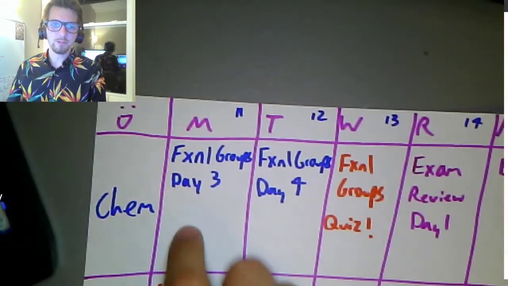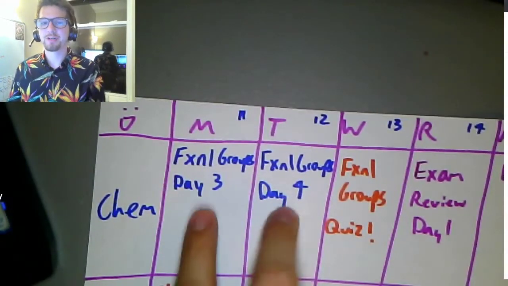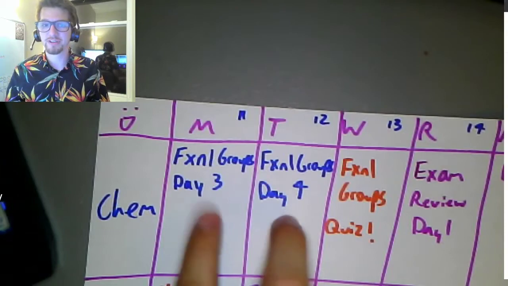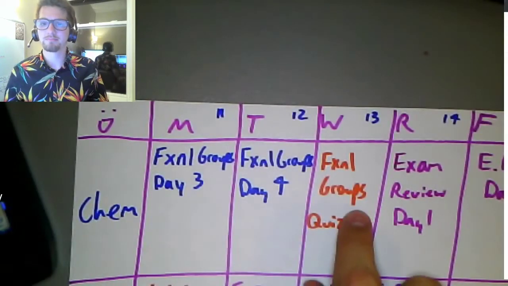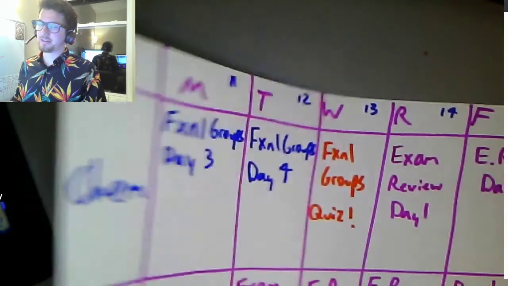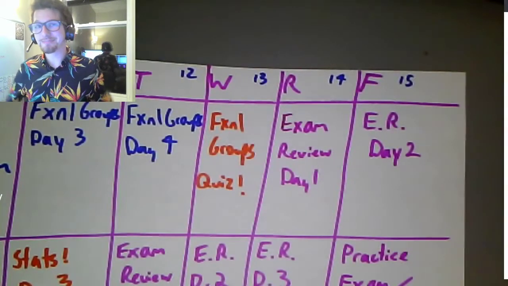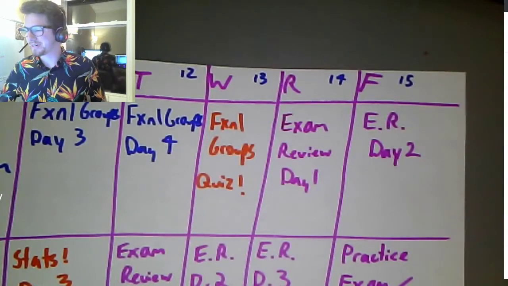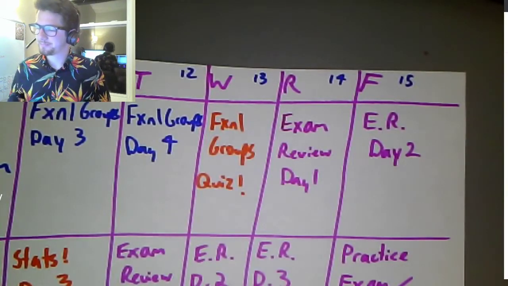Real quick, two things. Number one, what we've got going on this week. Today and tomorrow, we're going to talk about functional groups and finish all that up. Then on Wednesday, we're going to do a quick review and then a quiz. And then on Thursday and Friday, we're going to start our exam review, and we're going to continue that next week.